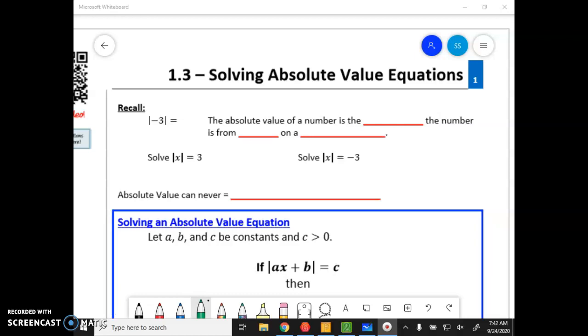All right, Algebra 2, solving absolute value equations. This is a unit that historically students have struggled with a lot. So please make sure you're paying attention to this first part here. If these easy ones don't make sense, the harder ones are not going to make any sense either.